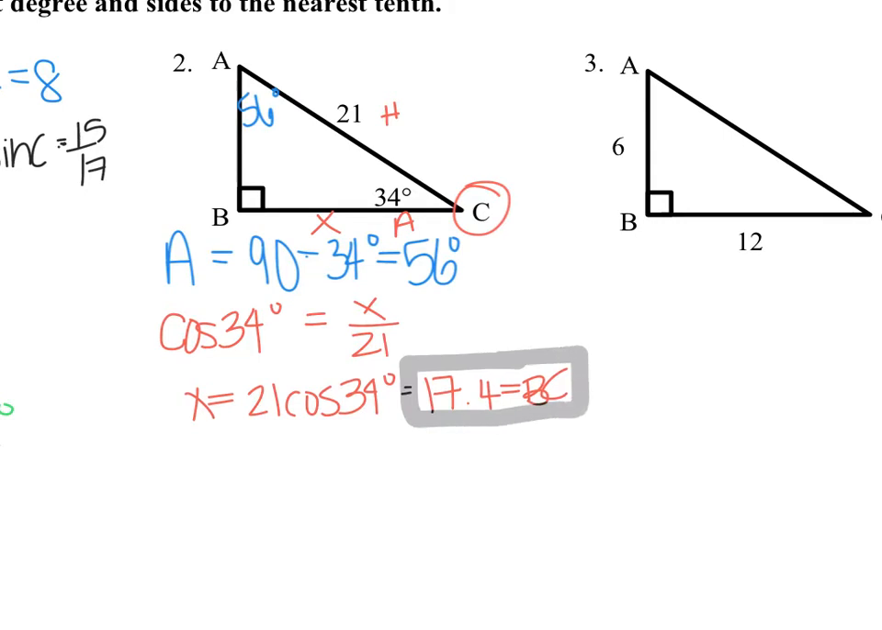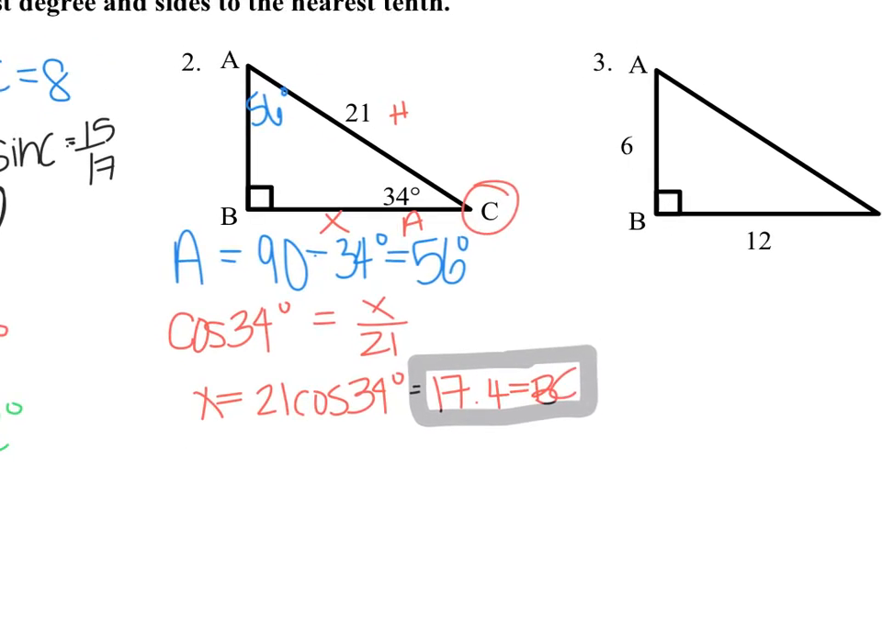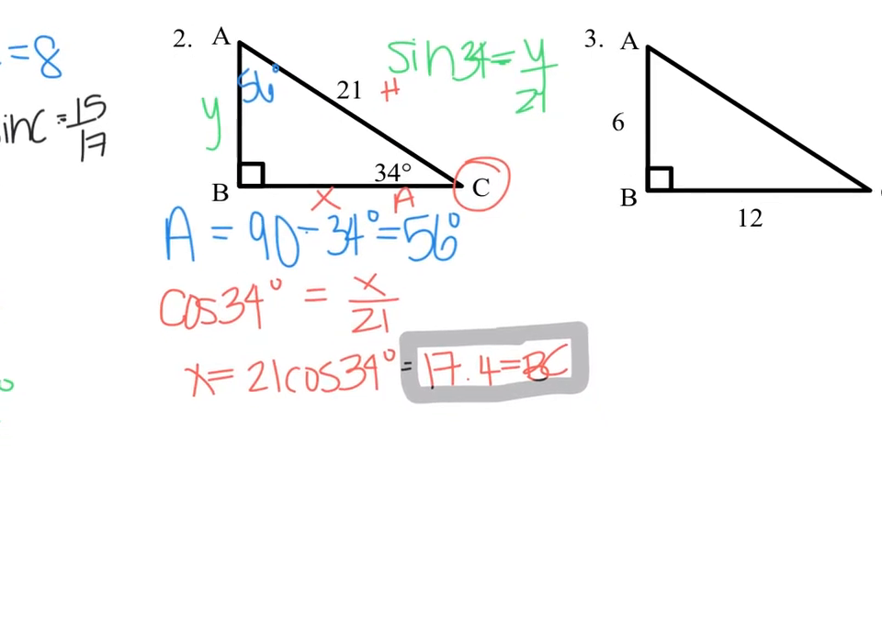Okay, so the last thing we need to do is find the missing side. Now I could use a trig ratio again, and I could do, if I wanted to, sine of 34 equals, we'll label that y over 21, and do the same thing. Or I can use the Pythagorean theorem. It doesn't matter which one you choose when you have an angle besides the right angle.